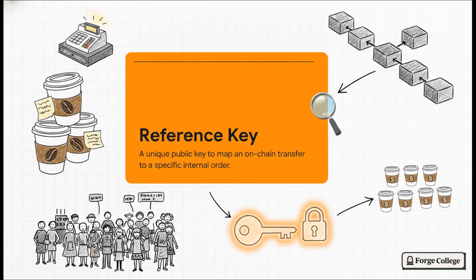Imagine you're running a packed coffee shop, right? 10 people just ordered a $5 iced latte at the exact same time. If someone hands you a $5 bill, how do you know whose latte is actually paid for? Well, you don't. A reference key is like writing a unique, invisible identifier on a sticky note and slapping it onto a specific customer's cup. When the payment arrives with that exact sticky note attached to it on the blockchain, your backend knows deterministically, literally with zero guesswork, exactly which order to mark as paid.